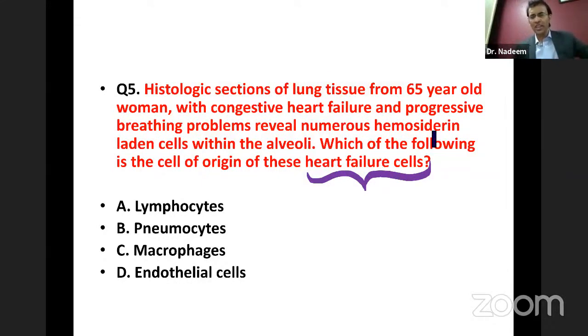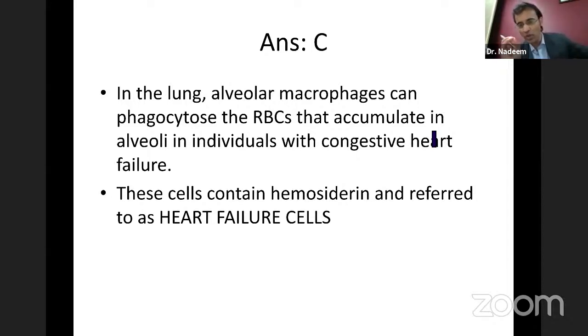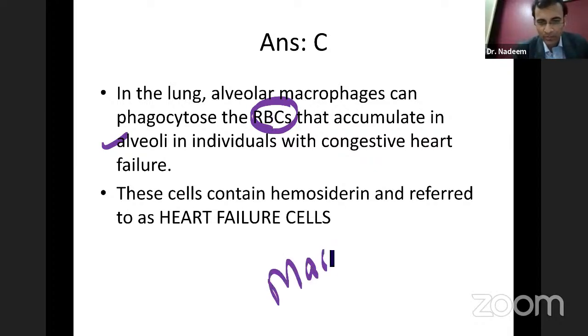Heart failure cells, even if I recall my one-liner memories, these were the macrophage cells, seen in the lungs. So what is happening here? Please understand that whenever you have a case of congestive heart failure, in the lungs the alveolar macrophages are going to phagocytose the RBCs. RBCs will be accumulated in the alveoli in a case of congestive heart failure, and these are being phagocytosed by macrophages. Okay, fine.